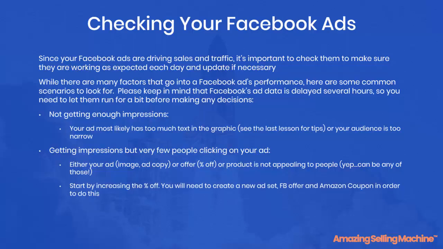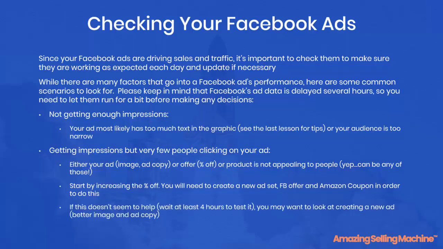Now, you can start by increasing the percentage off. That's the easiest thing to do. But you will need to create a new ad set, a new Facebook offer, and a new Amazon coupon in order to do this. Now, if this doesn't seem to help, and remember, you'll need to wait at least 4 hours to test it out, you may want to look at creating a whole new ad itself, such as an ad with a better image and better ad copy.